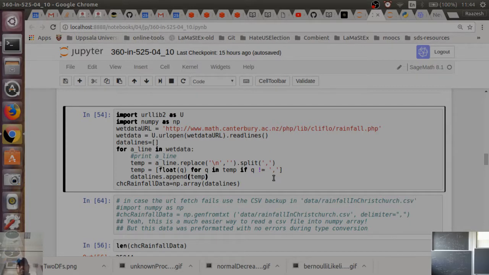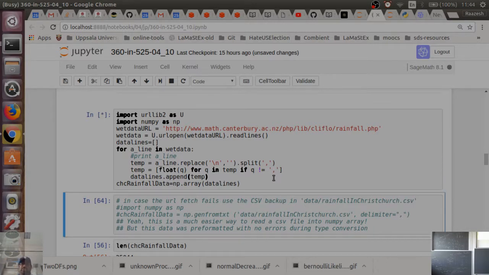That's what can be done when you don't know what to do. So I don't know if this urllib2 is going to work, so let's try it. We're going to pull from my math department in New Zealand. Let's see. It should work.